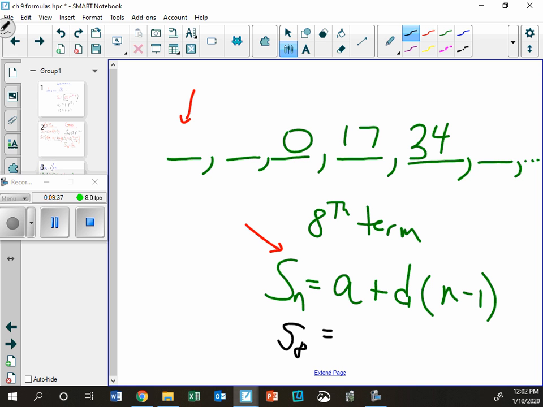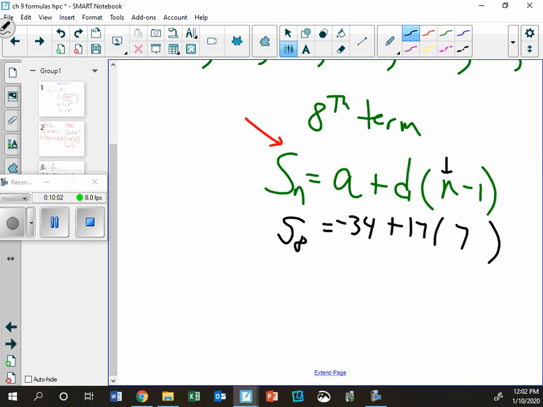All right, and then A, yeah, it's not a bad idea to just subtract a couple times to figure out what the first one would have been, which would be negative 34. Raise your hand if you knew it was negative 34. Okay, good. So A is negative 34 plus D, what is the common difference? 17 times n minus 1. Well, what term do I want? The eighth term. That goes in as the n. 8 minus 1 is 7. So there you go. S sub 8 would be negative 34 plus 17 times 7, which is 70. 7 is 49. 119.